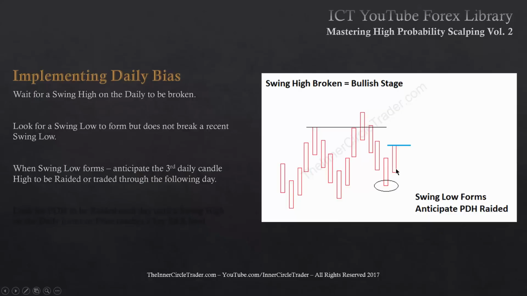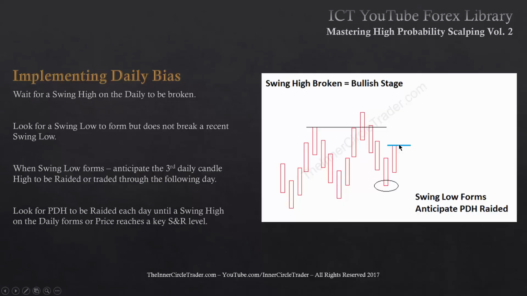The third candle that makes the swing low, you want to see the next candle open below that candle's high, and then anticipate the market to run through this candle's high. We're going to be looking for previous day's highs to be raided each day until a swing high on the daily forms or price reaches a key support or resistance level. And I'll give you an example of what that would be.